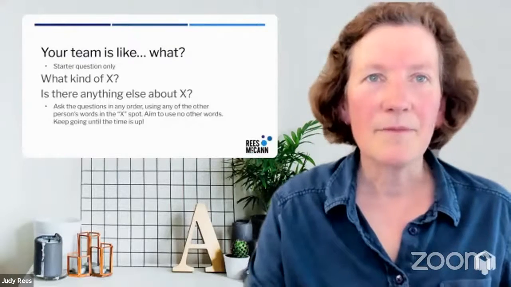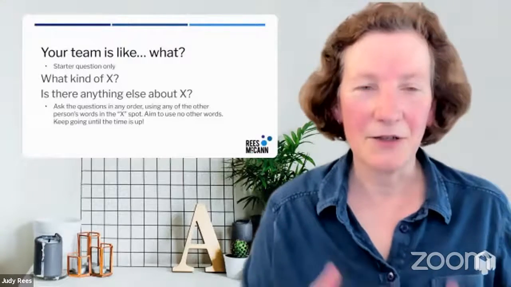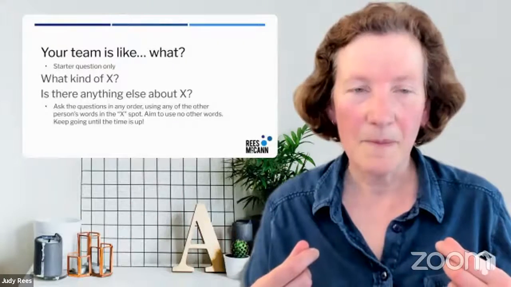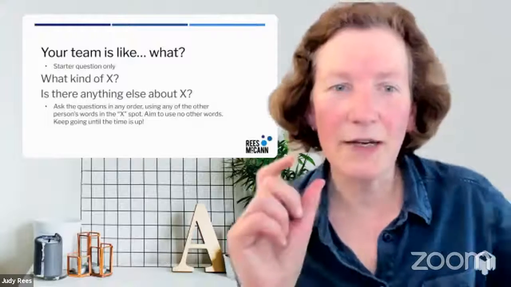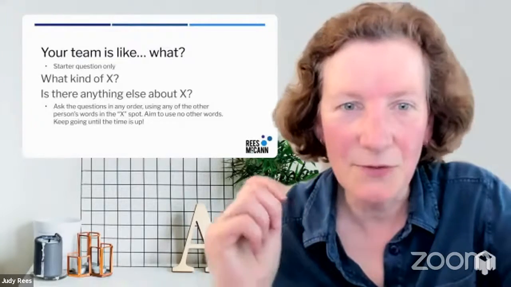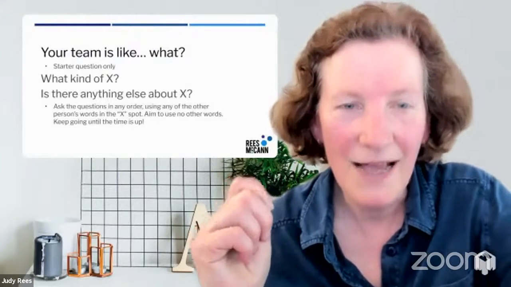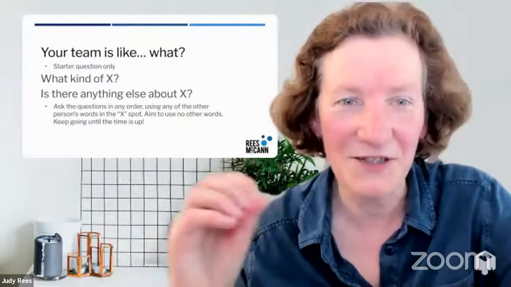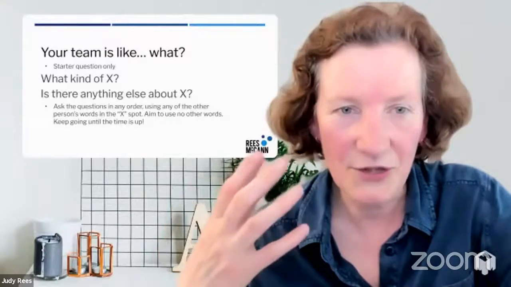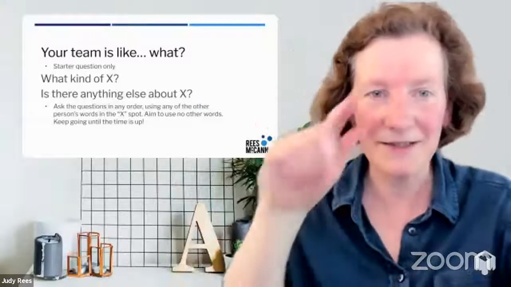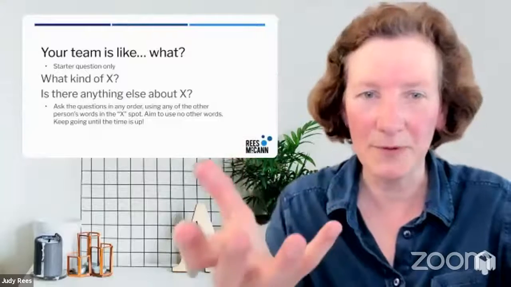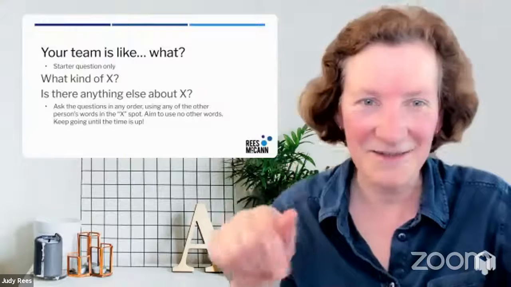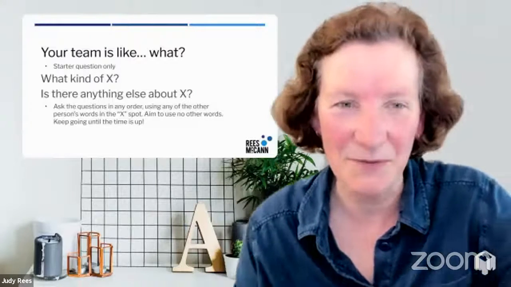The idea is you start by asking, your team is like what? You listen to the answer, and then you find out more about that answer using these 2 questions, and ideally only these 2 questions, no other questions and no other words. The questions are, what kind of X, where X is one of the other person's words, and is there anything else about X, where X is one of the other person's words?